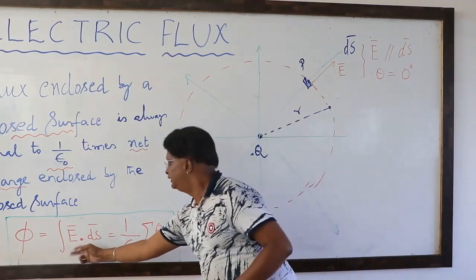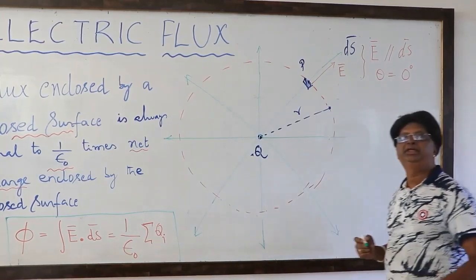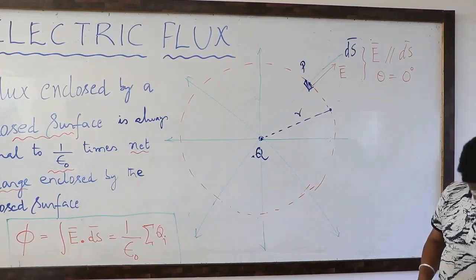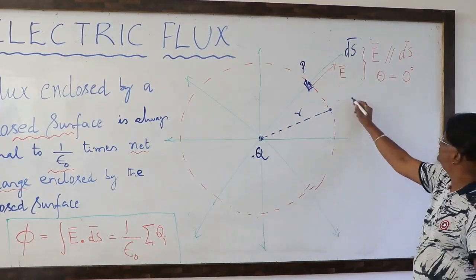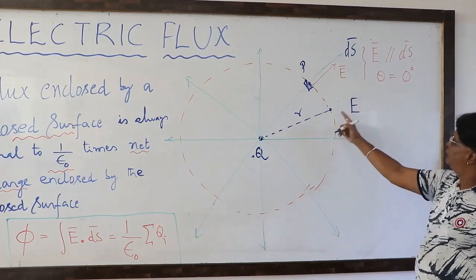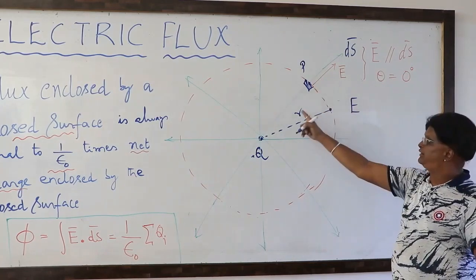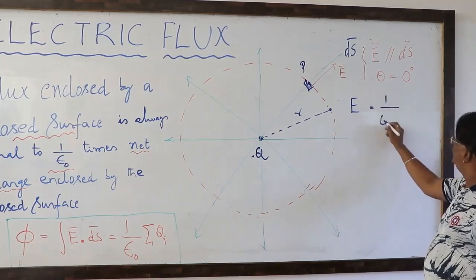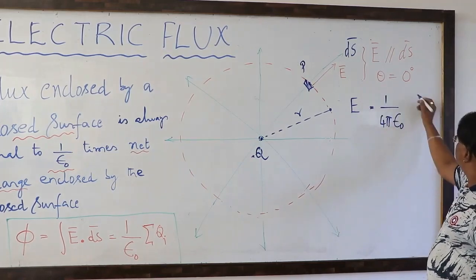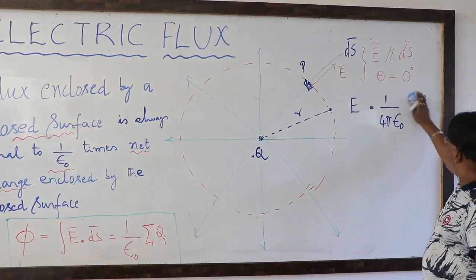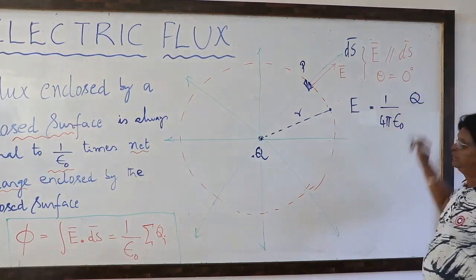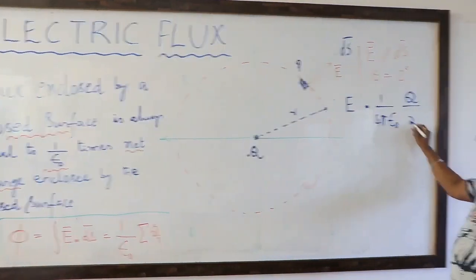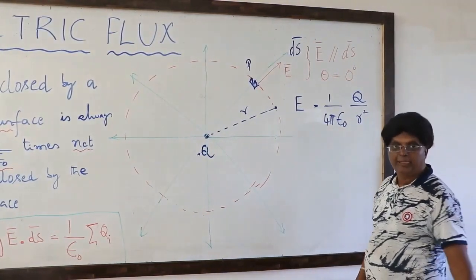Integral E bar dot ds bar. Now I will write the expression for E. Let us begin with our simple expression. This E, which is the intensity at the point P at distance r, is equal to 1 by 4 pi epsilon naught, Q. The charge we have taken to be Q, no positive or negative signs to be used. We are writing for E, and it is r square. That is the intensity.